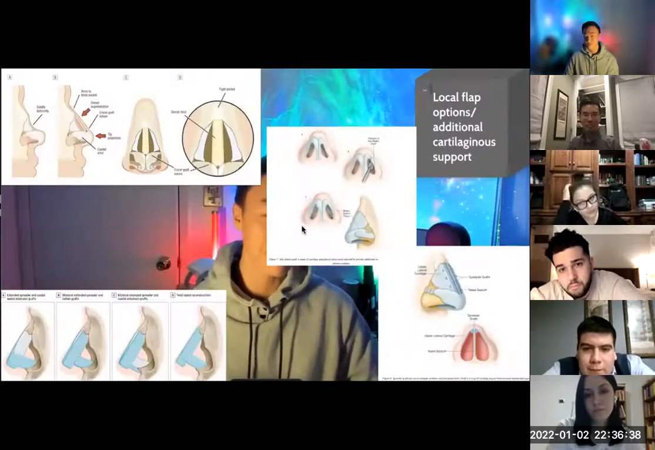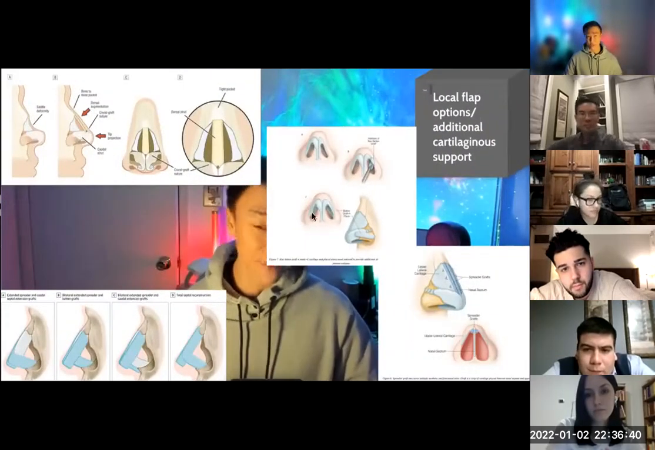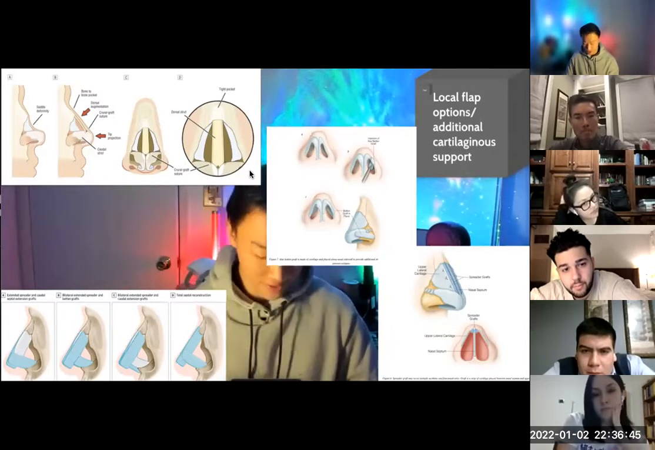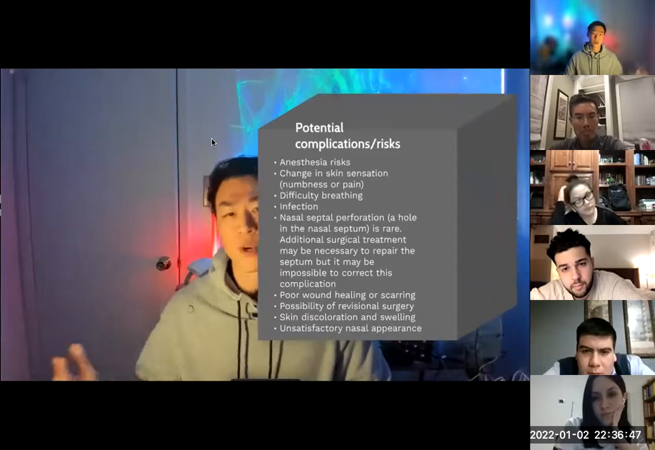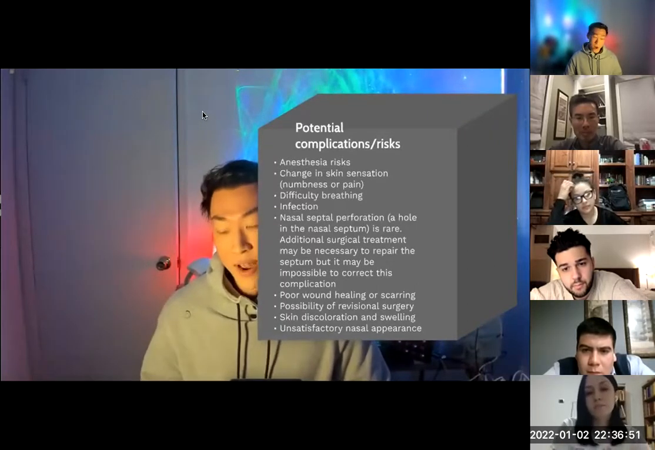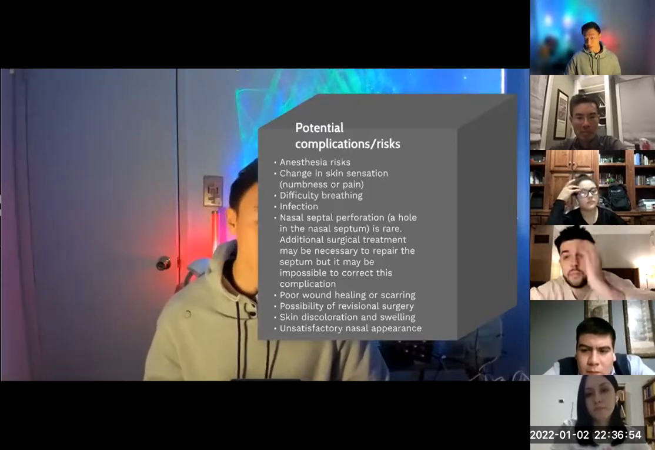So in rhinoplasty, there are numerous flaps, grafts, and cartilages that can be utilized for the nasal reconstruction, as we all learned about. And of course, just like with any other operative procedures, there are potential risks, which can, however, be mitigated through different techniques.